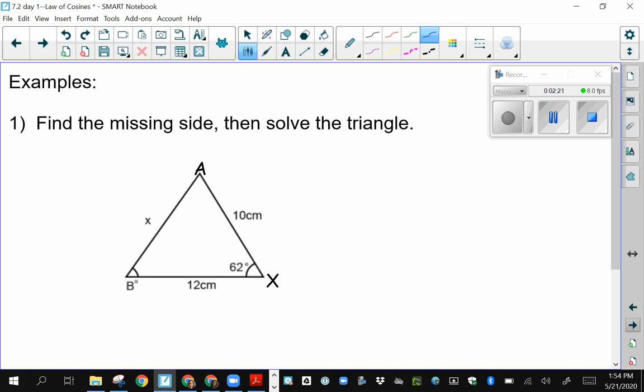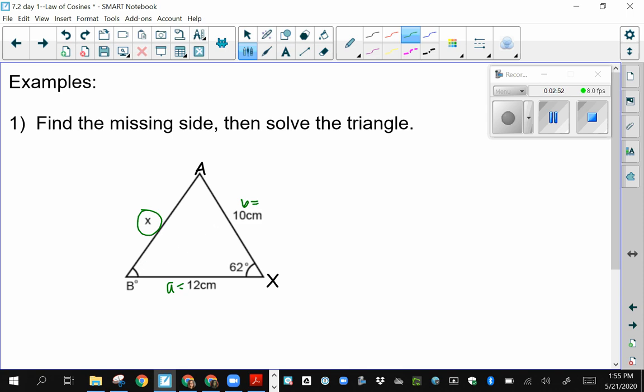Okay, go ahead and hit pause and get a copy of this picture on your page. We are being asked to solve for the missing side and then use that information to solve for the triangle. I have some funky labeling going on here. I do have B and A, but then I have a random X. We're being asked to solve for side X first. I think it's wise to go ahead and label the other sides. This one is opposite angle B, so it's side B, and here's side A.